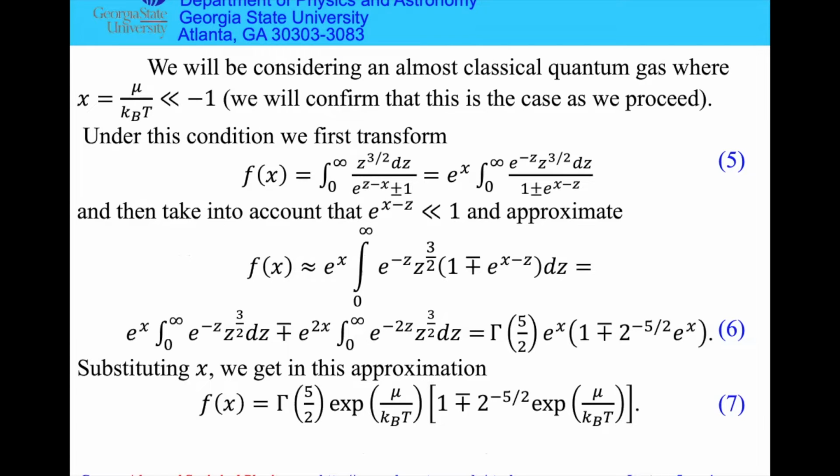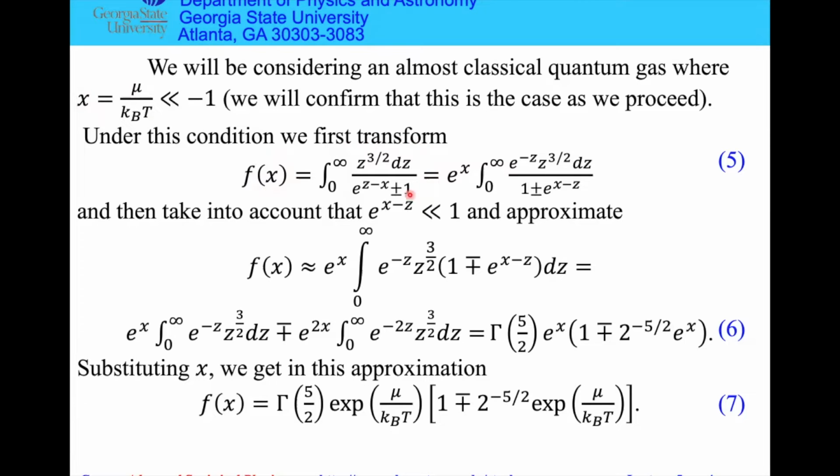Now I will be introducing approximations. My main approximation will be that our quantum gas is almost classical. My assumption will be that this quantity x, mu over kBT, is much less than minus 1, which means that mu is largely negative with respect to kBT. You will ask me why it corresponds to an almost classical gas. I'll return to this point later in the course. We'll show this is really the approximation in which the thermodynamics becomes that of a purely classical gas. So this parameter characterizes classicality: when x is much less than minus 1, large by modulus and negative, that is a classical gas.